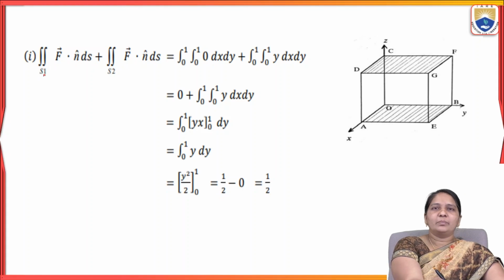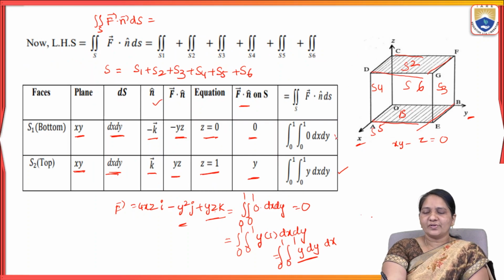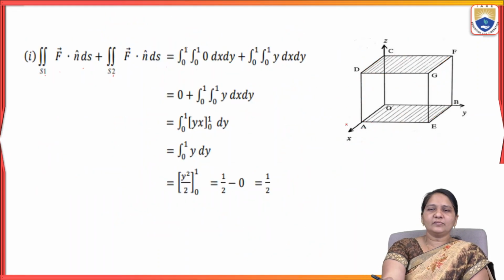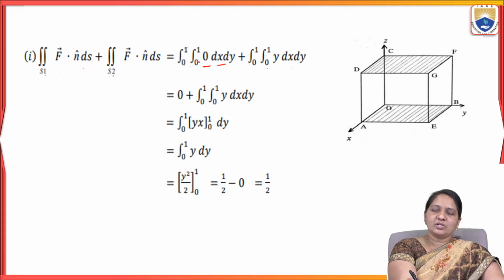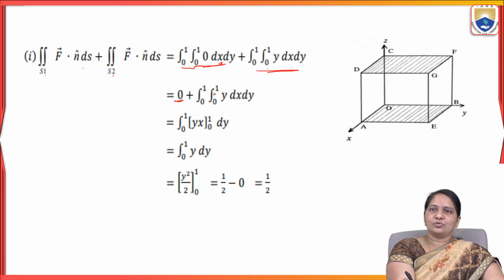First, double integral over S1 of f bar dot n ds plus double integral over S2 of f bar dot n ds. We are taking these from the table. The first one is integral 0 to 1, integral 0 to 1, 0 dx dy, plus integral 0 to 1, integral 0 to 1, y dx dy. This first value is 0. Now we are going to evaluate this integral, integral 0 to 1, integral 0 to 1, y dx dy.